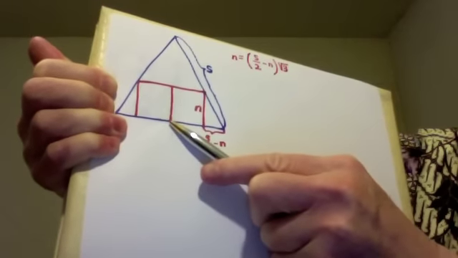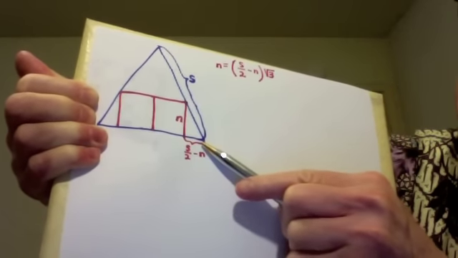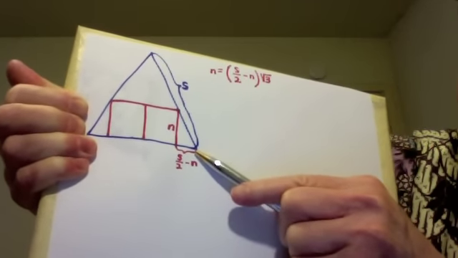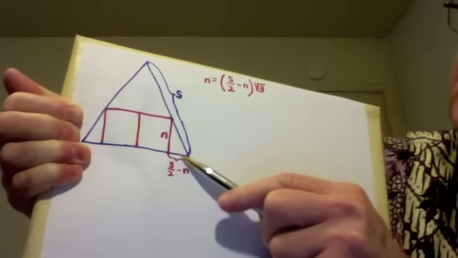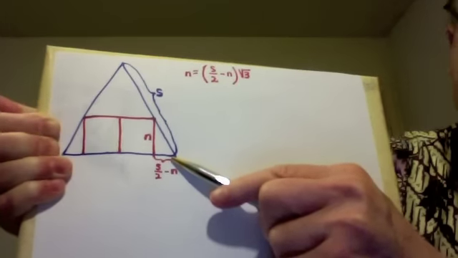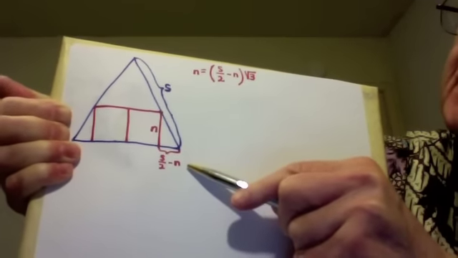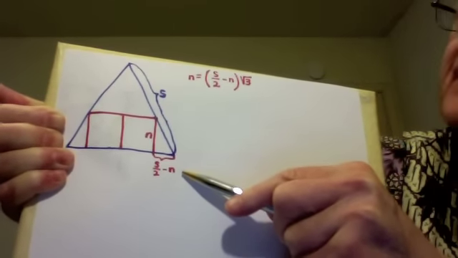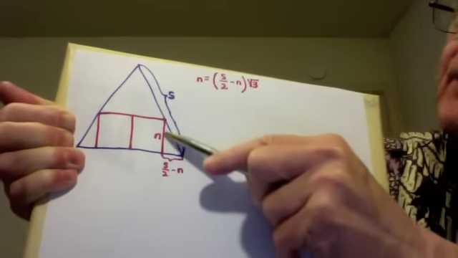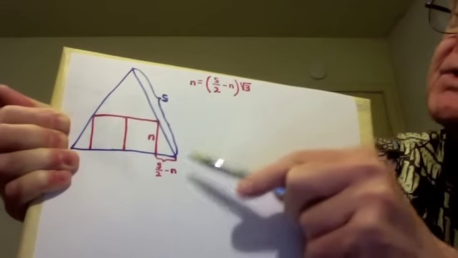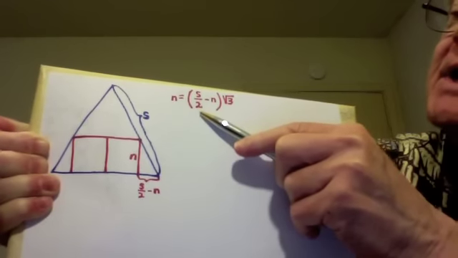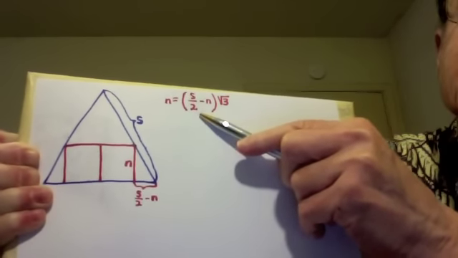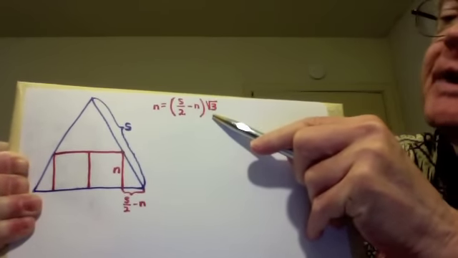This length from here to here is S over 2, and this length is N. And therefore, this length, the shorter leg of that 30-60 right triangle, is S over 2 minus N. And therefore, the longer leg, which is N, equals that shorter leg times the square root of 3. So N equals (S over 2 minus N) times the square root of 3.